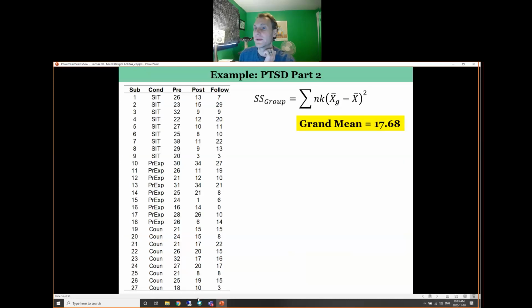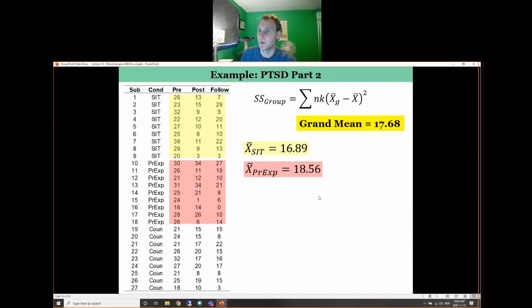So now we can start thinking about our sums of squared group. So basically doing the between subjects part of the analysis. To do this, we need our x bar sub g, our mean for each group. So our mean for our stress inoculation therapy is just the mean of all the observations within the stress inoculation therapy condition. In this case, it's 16.89. And do the same thing for prolonged exposure and the same thing for counseling.